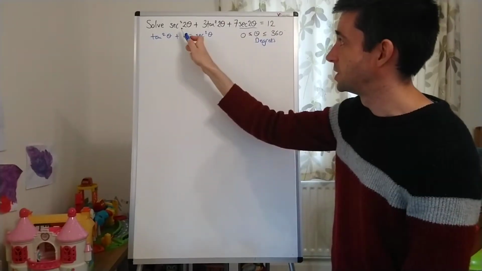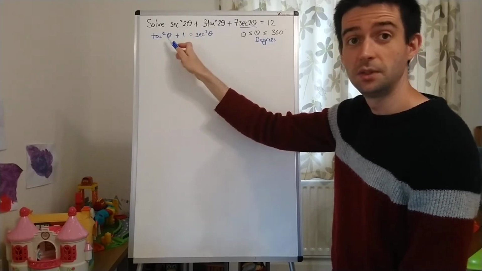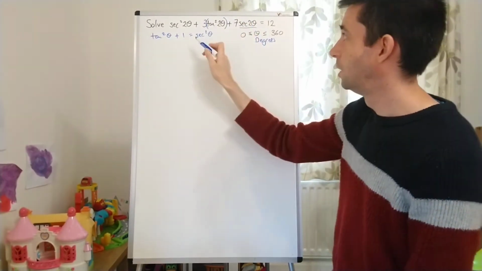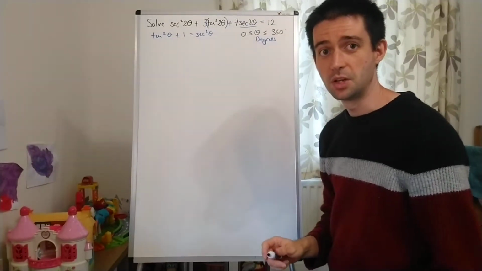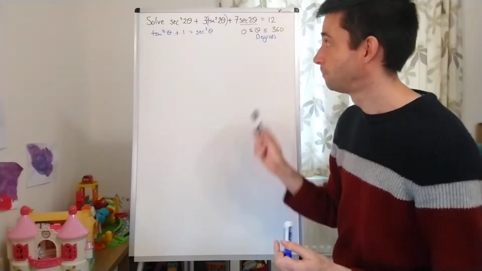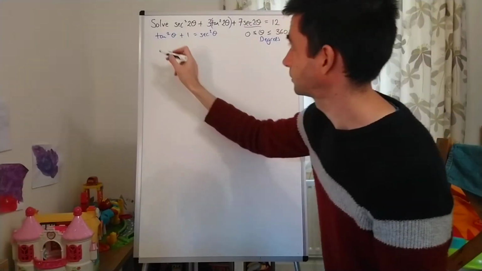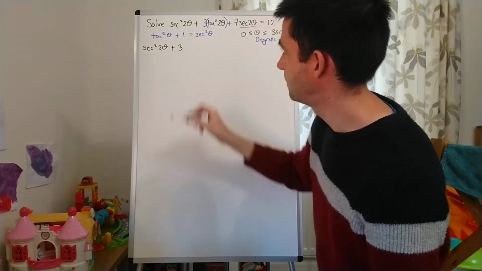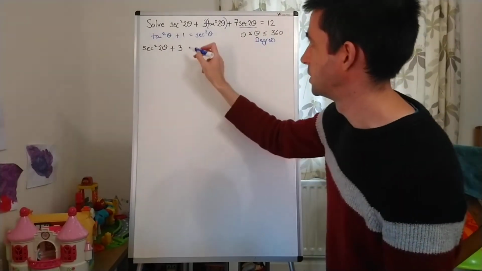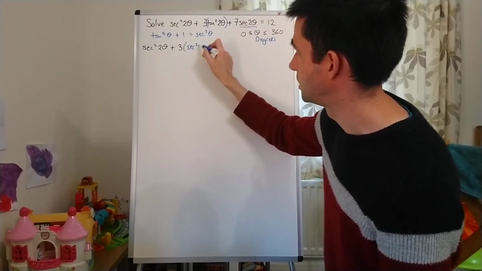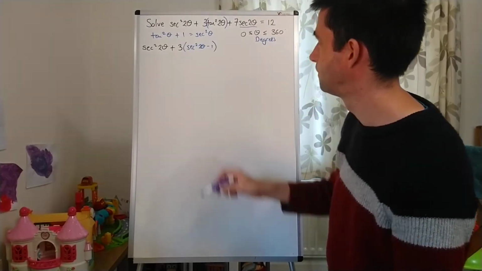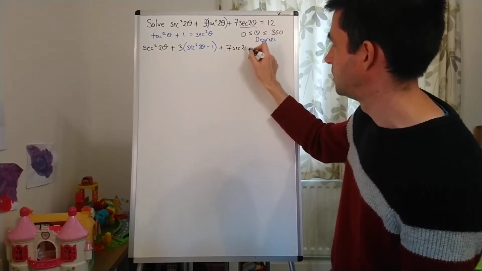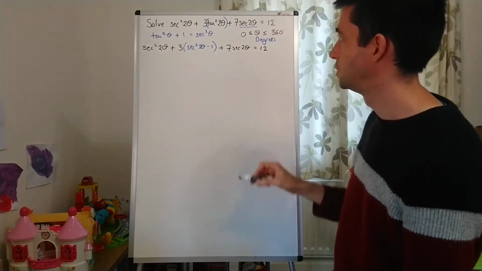So I'm not going to be swapping sec squared 2 theta for tan squared 2 theta plus 1. I'm going to be swapping tan squared 2 theta for sec squared 2 theta minus 1. And I'll show that in the bracket in the next stage of my working. So sec squared 2 theta plus 3, and then in the bracket showing the substitution I'm doing, sec squared 2 theta minus 1. Everything else remains the same, so plus 7 sec 2 theta equals 12.